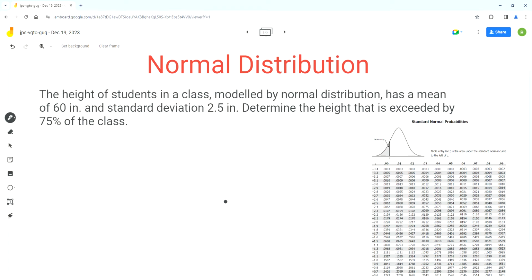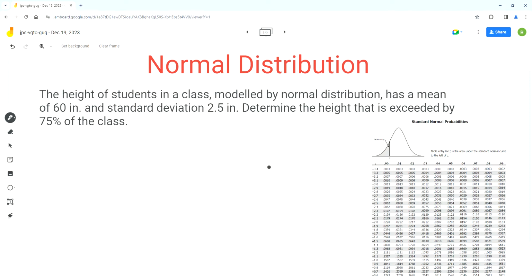Hello everyone. In today's video, we will solve this problem based on the concept of normal distribution. As per the problem, the height of students in a class is modeled by normal distribution and the heights have a mean of 60 inches and a standard deviation of 2.5 inches. And we have to determine the height that is exceeded by 75% of the class.